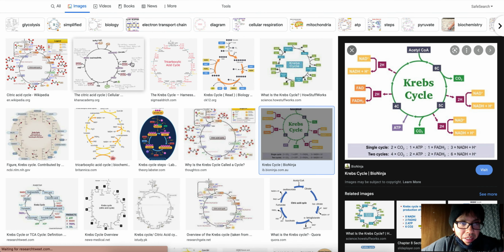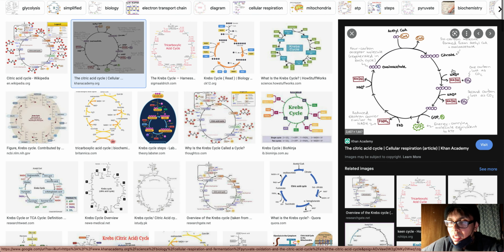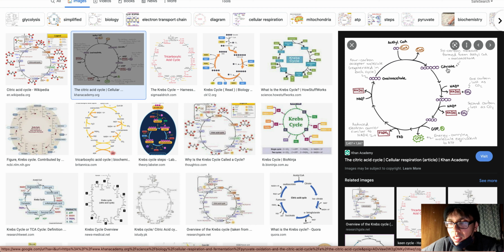There are so many Krebs cycle diagrams around, right? So we'll go to this diagram here. This is a Khan Academy diagram. You have citrate, it goes down to alpha-ketoglutarate, which goes down to succinyl-CoA, which goes down to succinate, which then goes to fumarate, then to malate, and then to oxaloacetate, and then the cycle continues on again.